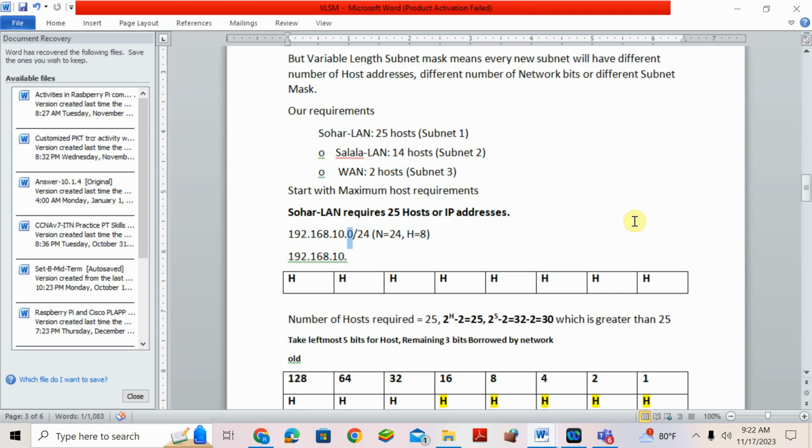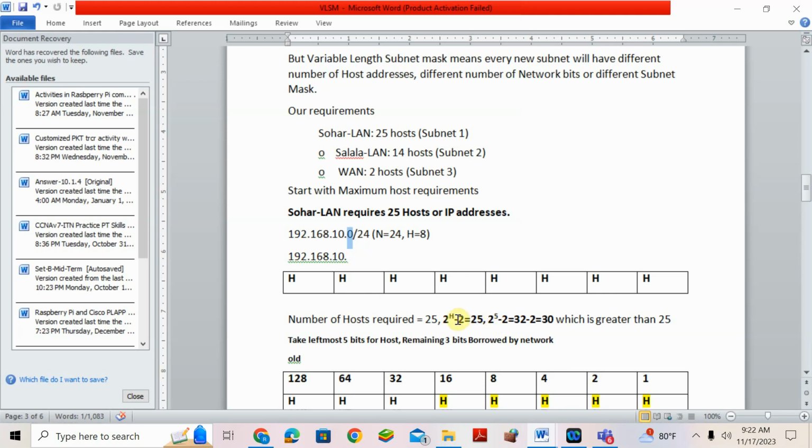And now there is a formula. The formula is for the number of hosts required. How many hosts do we require? 25. So in the formula, H means we put host, N means network. So 2 power H minus 2 is the formula. 2 power H minus 2 equal to how many we need? 25. So what value of H will give me 25 IP addresses?